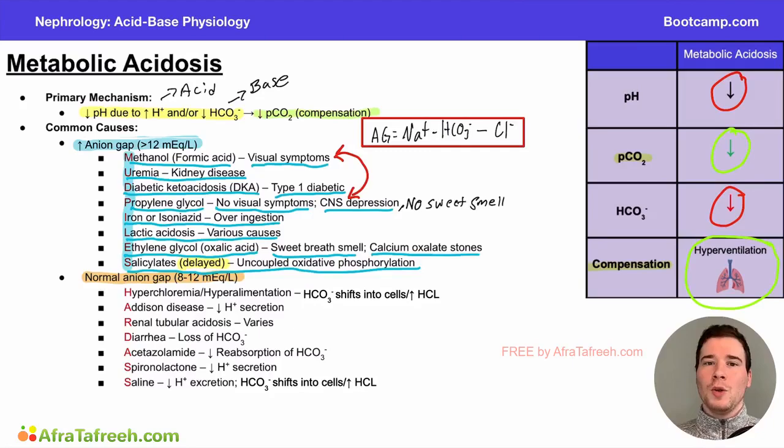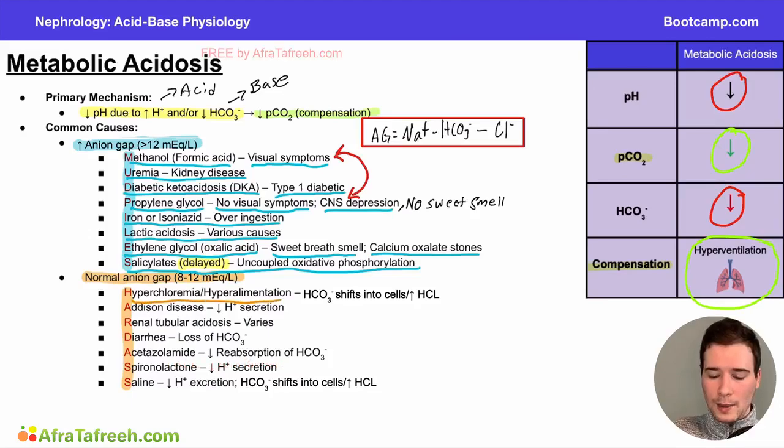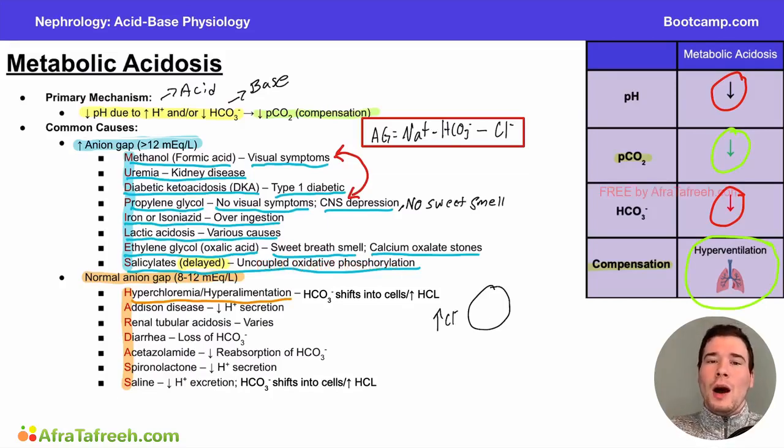Now we're going to move on to a normal anion gap, or sometimes called a non-anion gap, and the memory aid we use for that is HARDASS. So we have HARDASS. The H stands for hyperchloremia or hyperalimentation. So remember back in some of our previous videos, we talked about how there's always this balance between intracellular and extracellular charges. So if we have a high level of chloride outside of the cell for whatever reason, or hyperchloremia, this is going to offset our homeostasis.